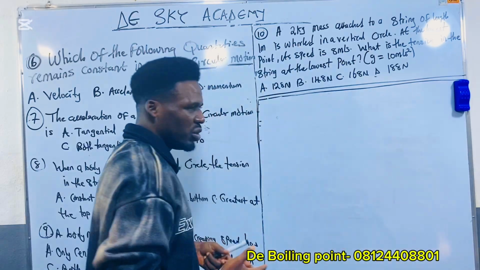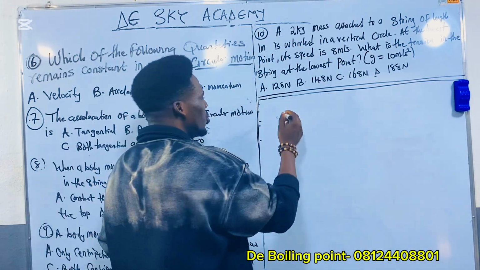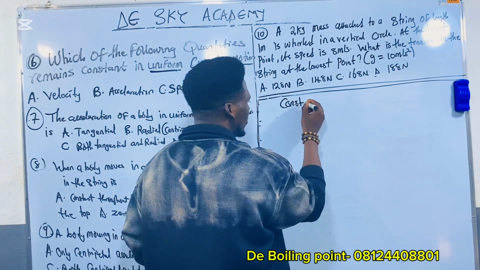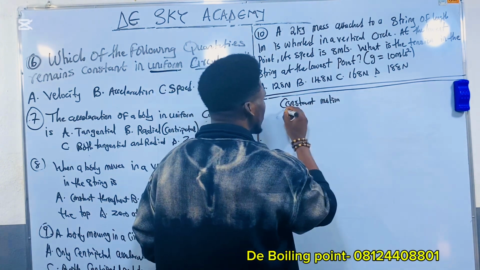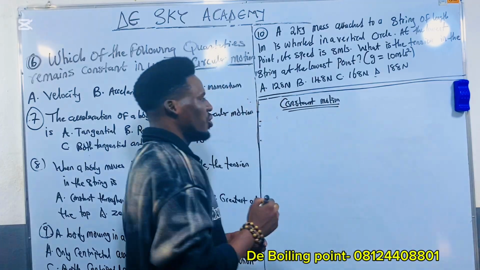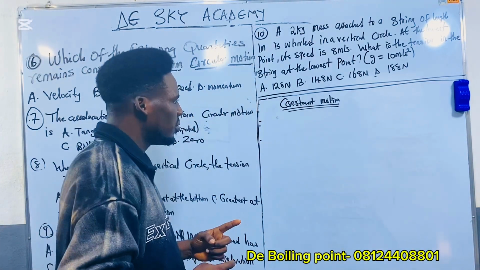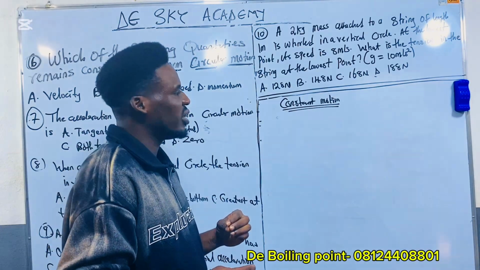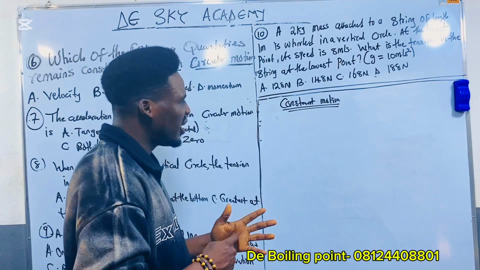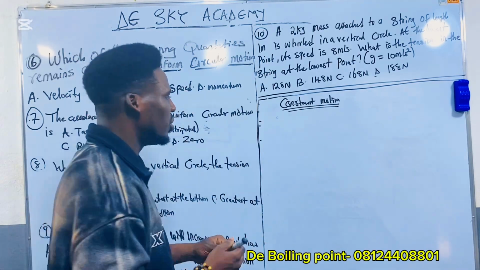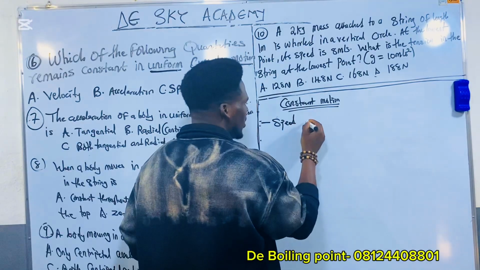So what is uniform motion? Anytime you hear the word uniform motion, it is also known as constant motion. Why is it called constant motion? Because it occurs under constant conditions. There are 3 properties or characteristics of a uniform motion. Number 1, the speed is constant.